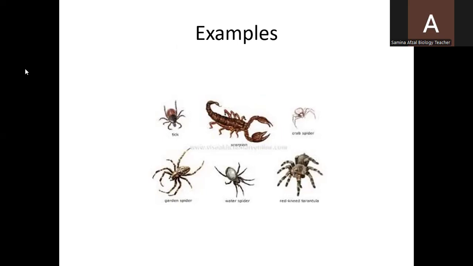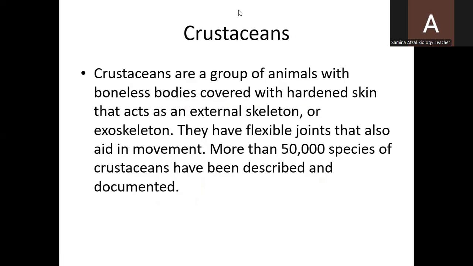Now I would like to move towards the next slide, in which we will discuss the next class, which is crustaceans. Crustaceans are a group of animals with boneless bodies. They don't have a skeleton inside. Their bodies are very soft, but their skin is very hard, and it not only protects their body but also acts as an external skeleton, which we call an exoskeleton.